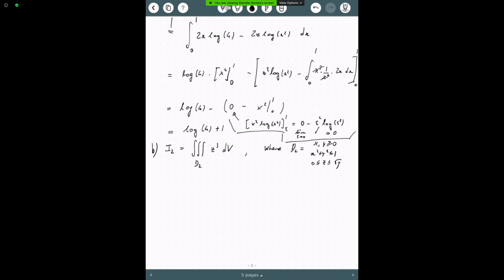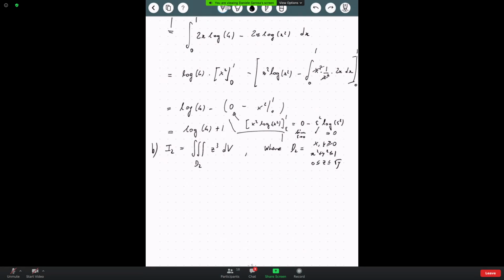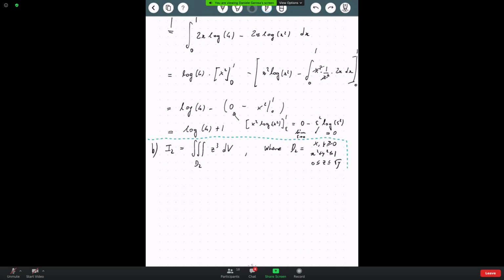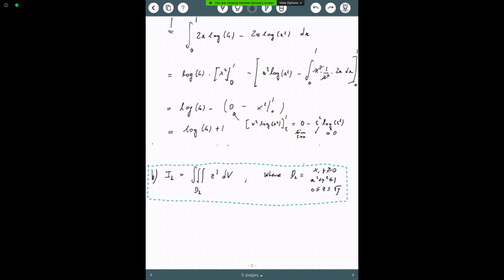Okay, maybe it's a bit messy here. Let me do one thing. I cut this guy. Okay, what about the second one?